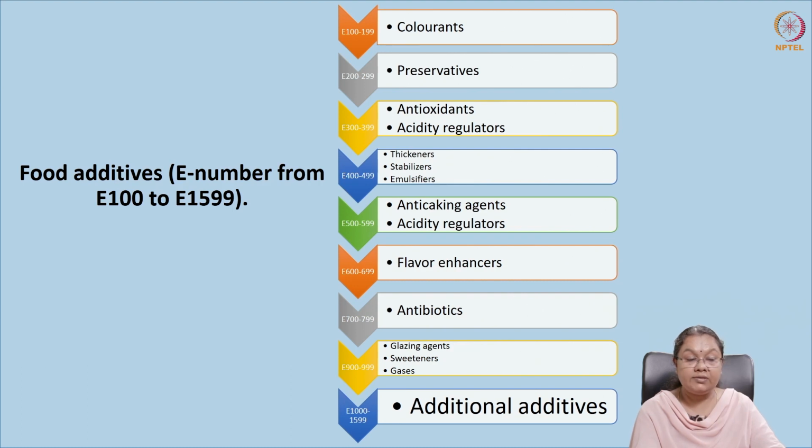That is done using anti-caking agents. Then we have flavor enhancers like glutamates and MSGs. Then glazing agents, sweeteners, and gases; inert gases are used as propellants in food, in whipping cream, etc. So these are different types of additives. And if you look at the figure here, on the left side, they are given numbers. Usually these are called E numbers, and we have E numbers from 100 to 1599.